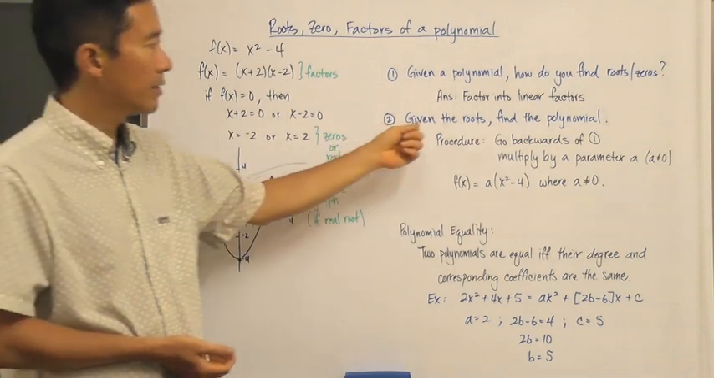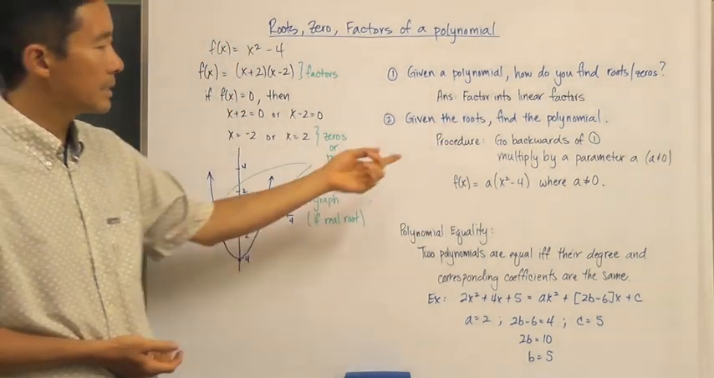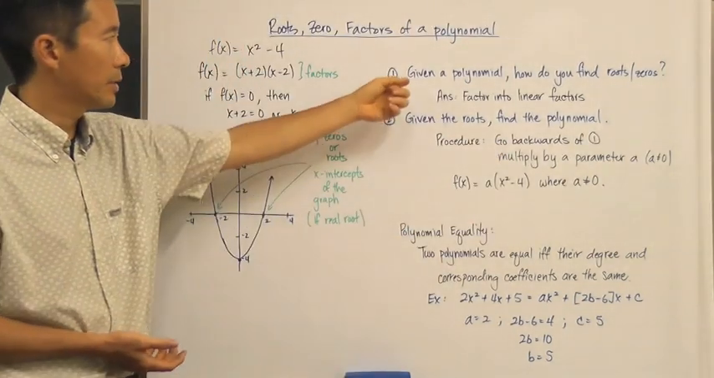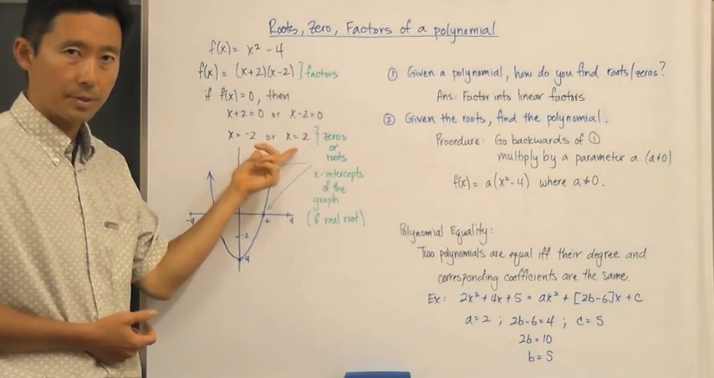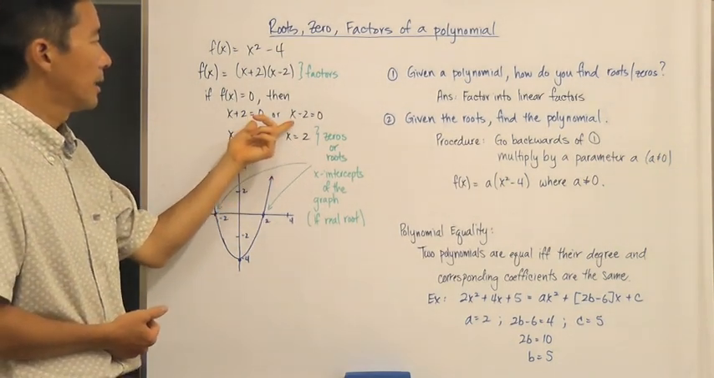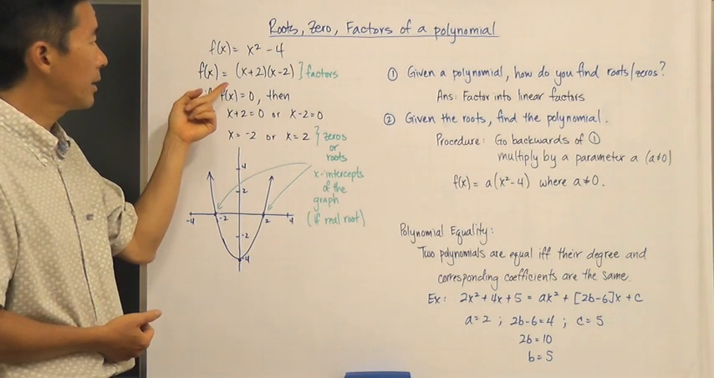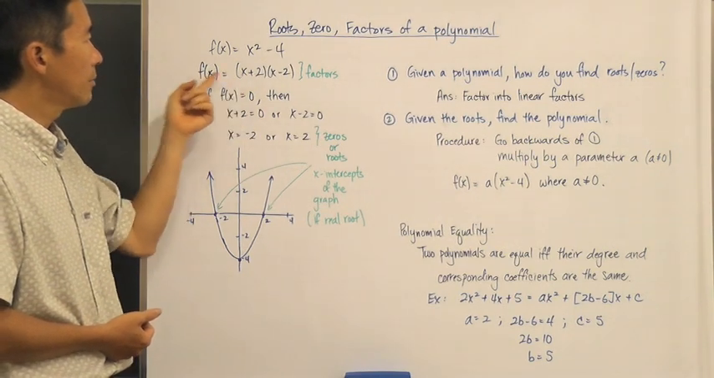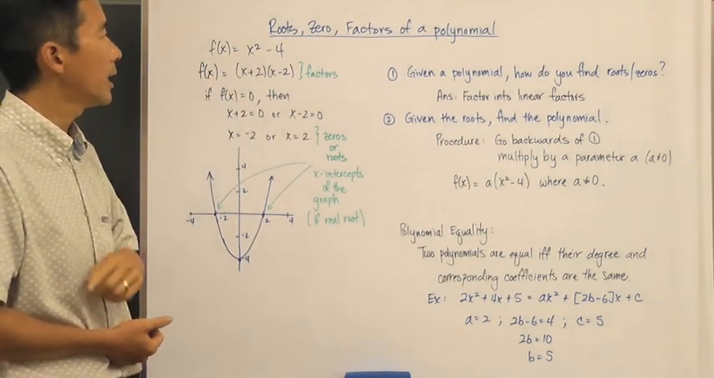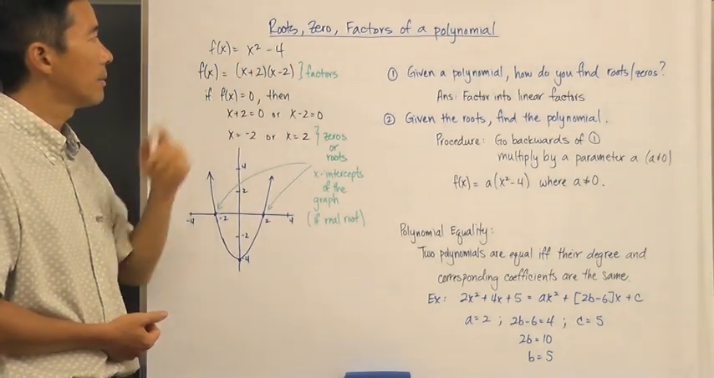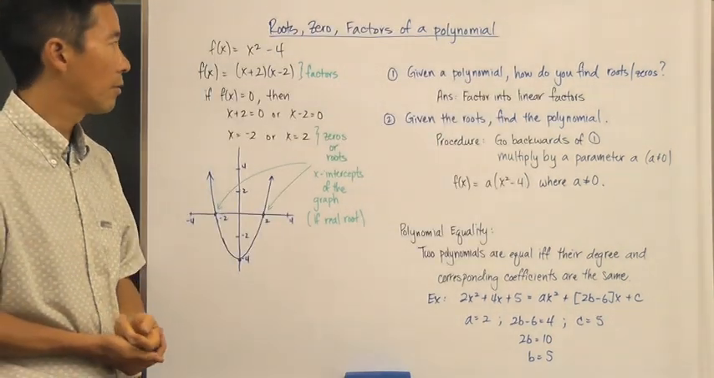Now, if we are given the roots, how do you find the original polynomial? Well, basically the procedure is to go backwards from what we did here in number 1. So say, for example, if you know that these are roots, well, then that means that x plus 2 and x minus 2 have to be equal to 0. And if you multiply those two together, then you'll be able to come up with the factored form of the function. And then when you multiply that out, you come up with something which looks like x squared minus 4.